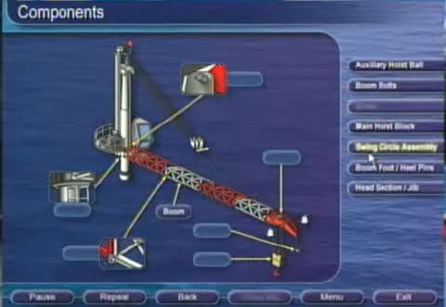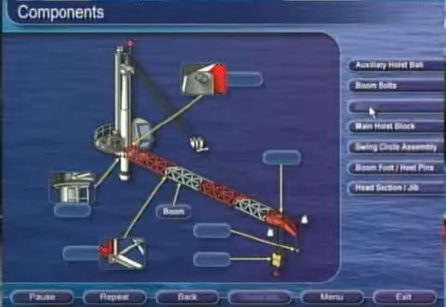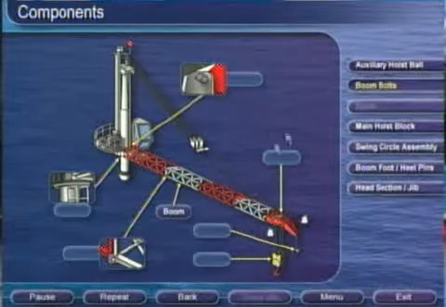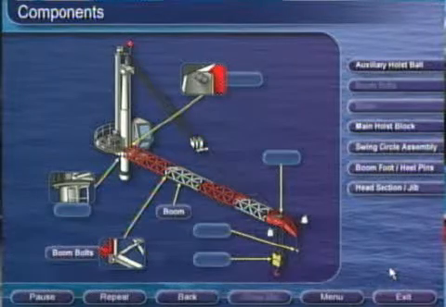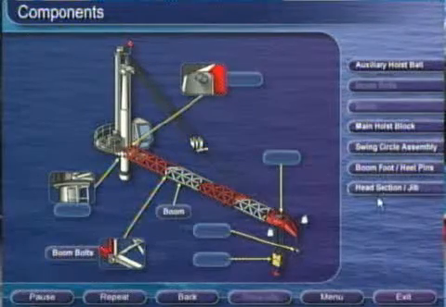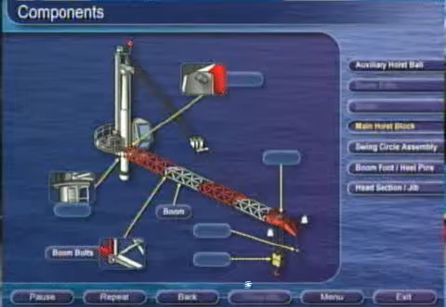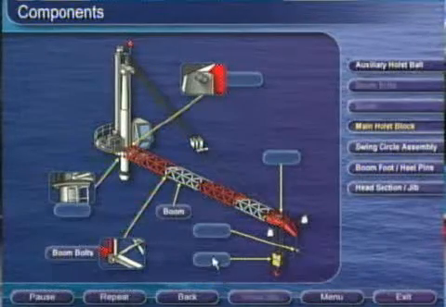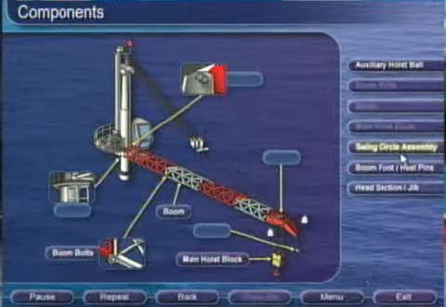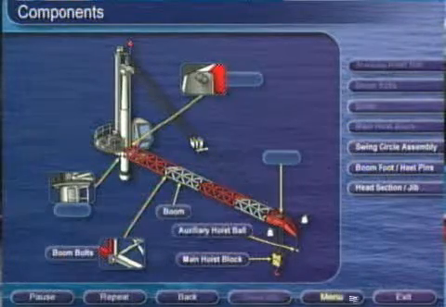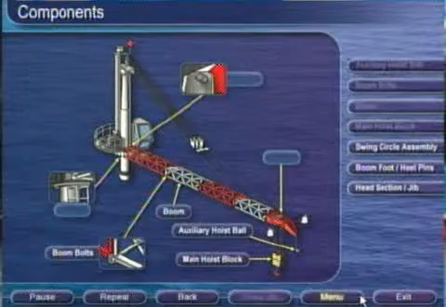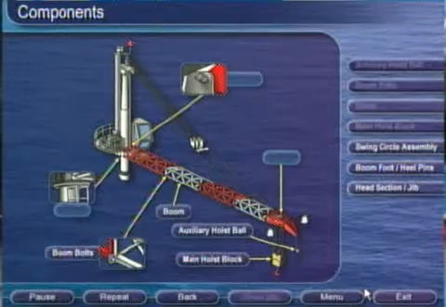That's right. The boom is the boxed or latticed extension that can be raised or lowered during crane operation. That's right. The boom bolts connect sections of the boom. The bolts must be checked regularly for tightness and corrosion. That's right. The main hoist block is used for heavier loads. That's correct. The auxiliary hoist block is used for lighter loads.